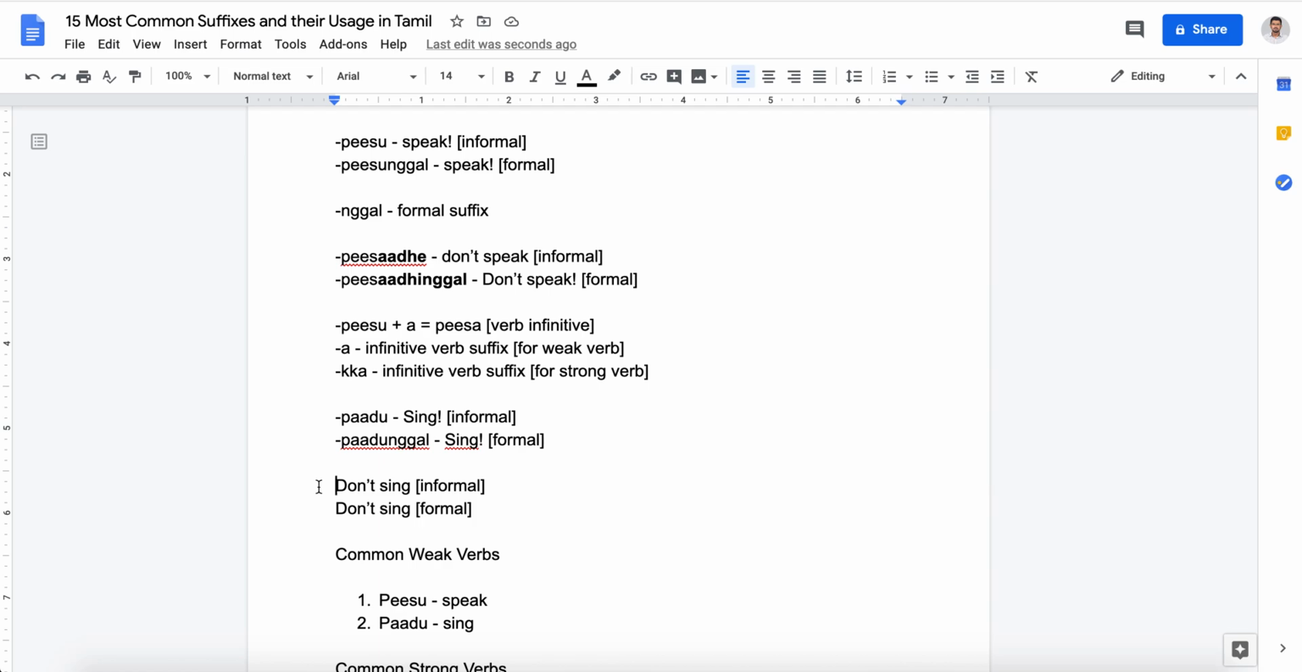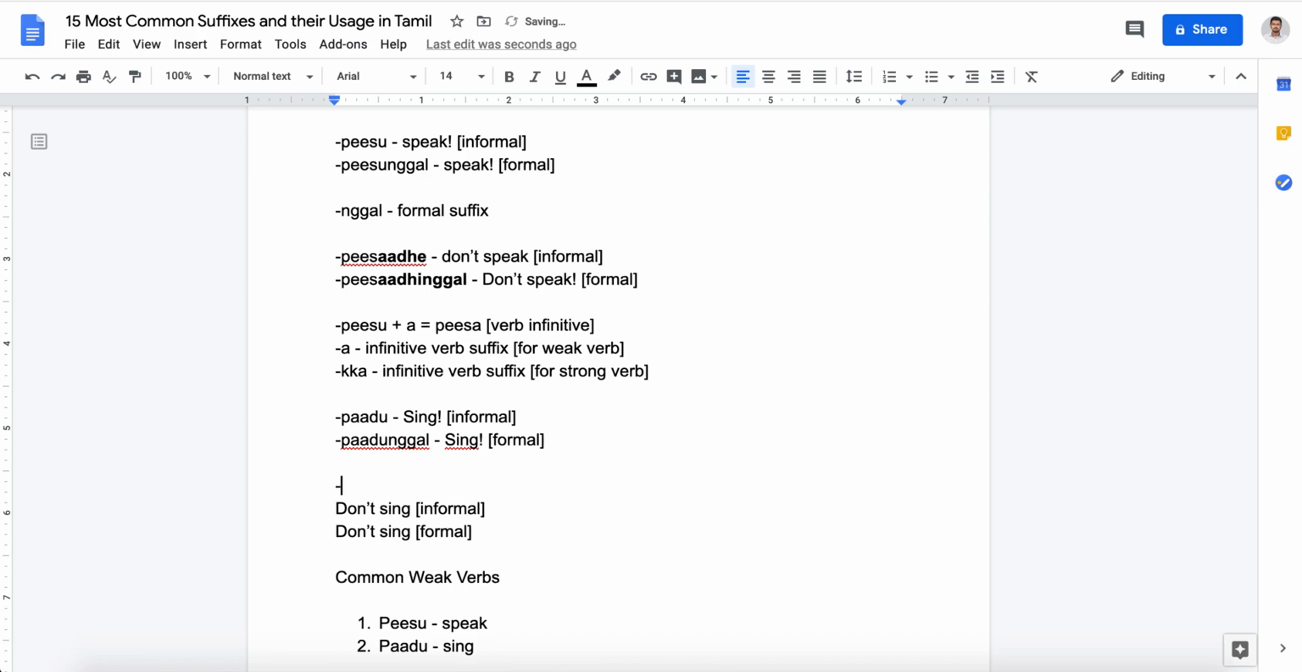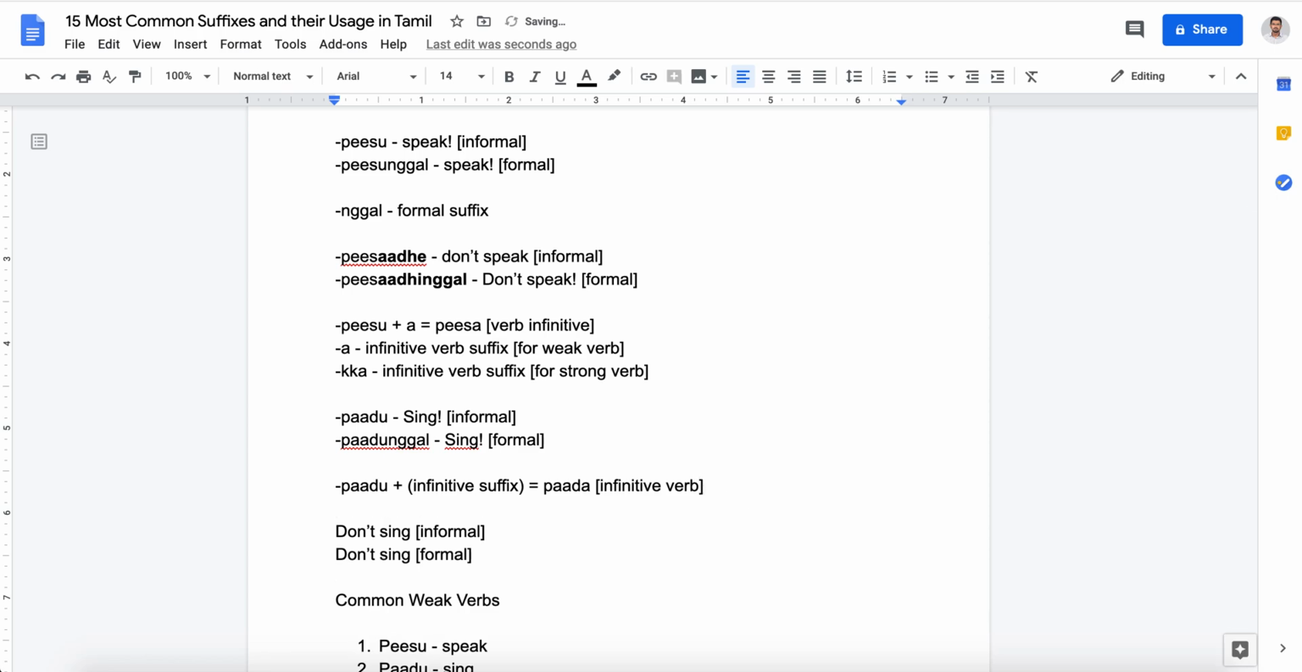Okay, so paadu. Before making this, let's make the verb infinitive. So paadu plus, this is a weak verb, so I add this verb infinitive suffix. Finally it's going to be paadu, paada. Now this is the infinitive verb. So paadu, paada, we change to infinitive.